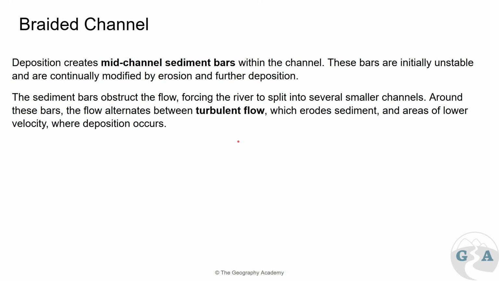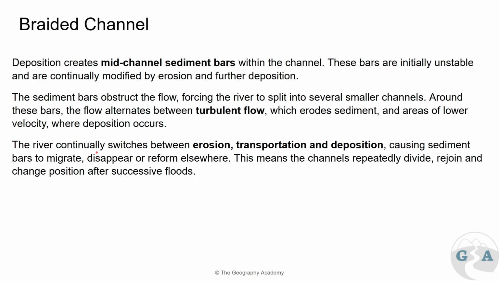alternates between turbulent flow, which erodes sediment, and areas of lower velocity where deposition occurs. The river continuously switches between erosion, transportation, and deposition, causing sediment bars to migrate, disappear, or reform elsewhere. This means the channels repeatedly divide, rejoin, and change position after successive floods.